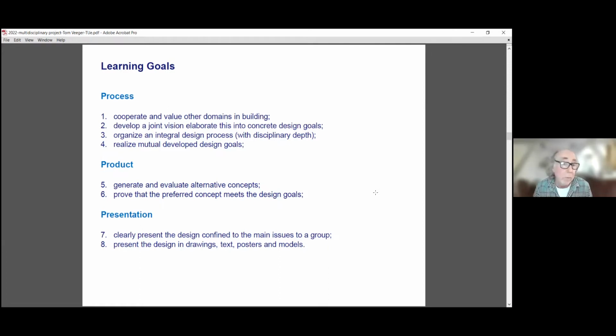Process: they need to cooperate and to value other domains. That's not always easy for them to understand. They need to develop a joint vision, else you can't work together. And that takes quite a lot of brainstorming in the first two, three weeks. And they need to make the next step to incorporate that in a preliminary design.